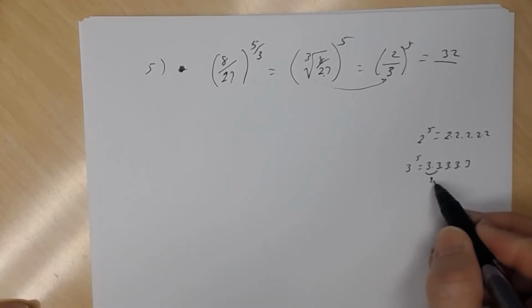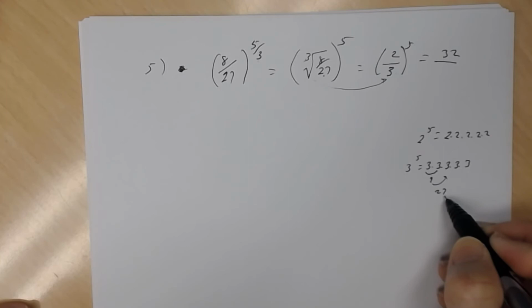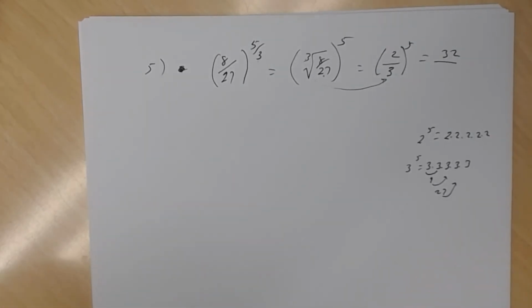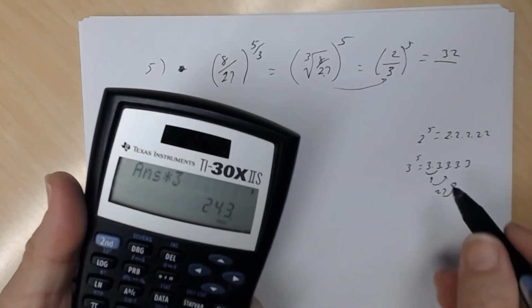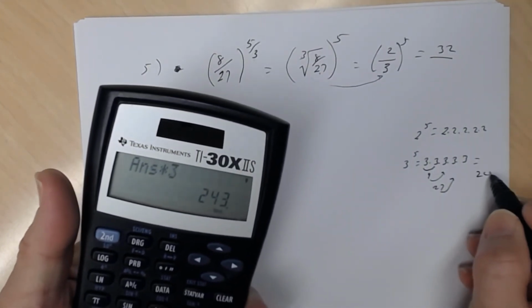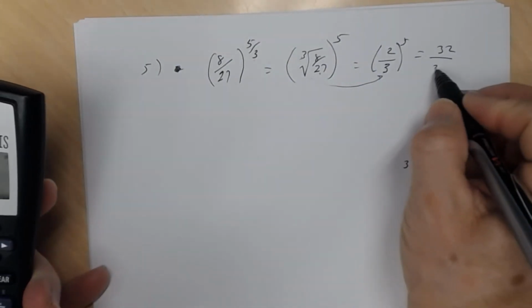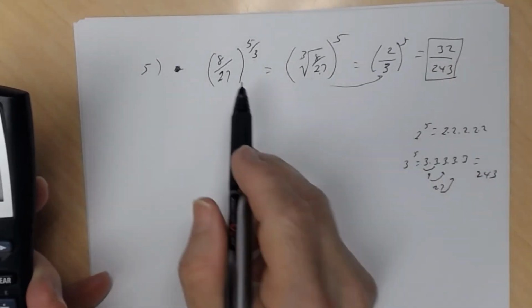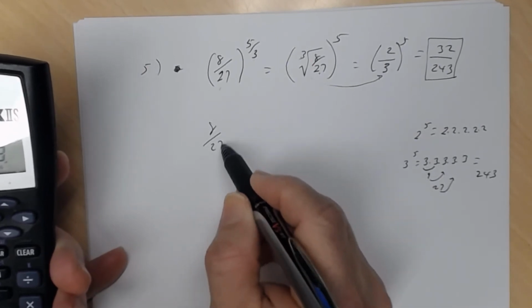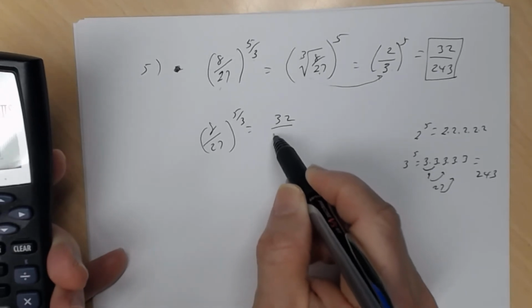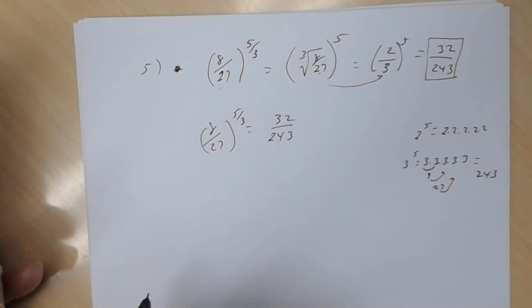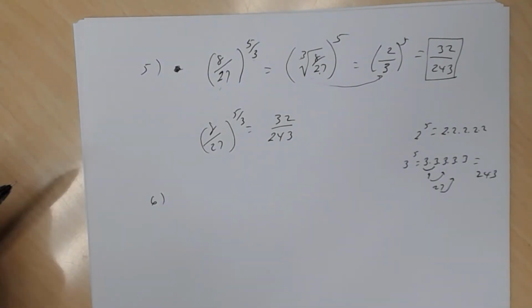You may need to use a calculator here. 3 times 3 is 9. 9 times 3 is 27. 27 times 3 is 81, and then 81 times 3, I'm going to go ahead and use a calculator for these, is 243. So this whole thing here is 243. So that's your fraction. 8/27 raised to the 5/3 power equals 32 divided by 243.